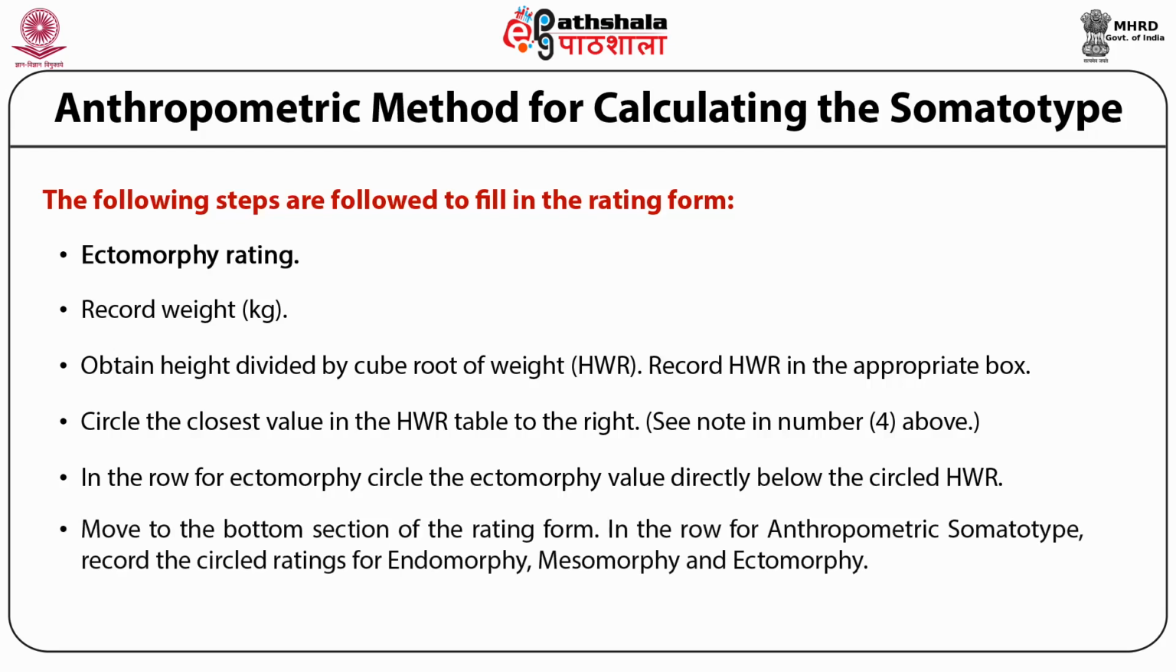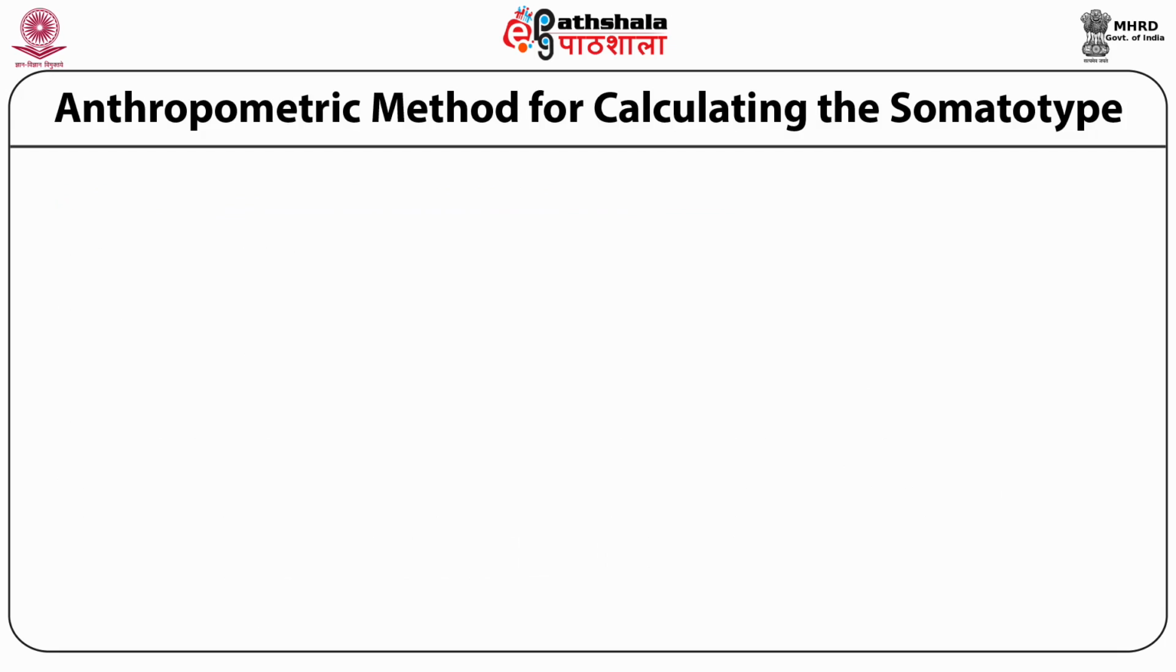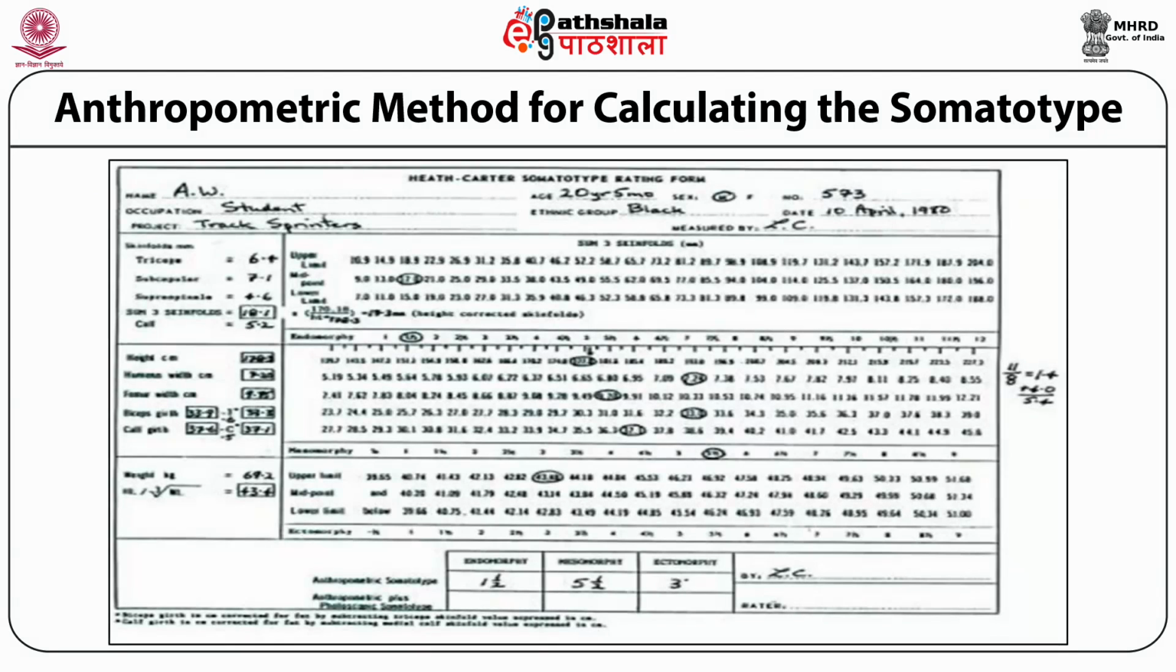Move to the bottom section of the rating form. In the row for anthropometric somatotype, record the circled rating for endomorphy, mesomorphy and ectomorphy. And of course, sign your name to the right of the recorded rating. So HWR, remember, is the height divided by the cube root of the weight. You can see the calculations in this table for anthropometric somatotype for subjects using rating forms.